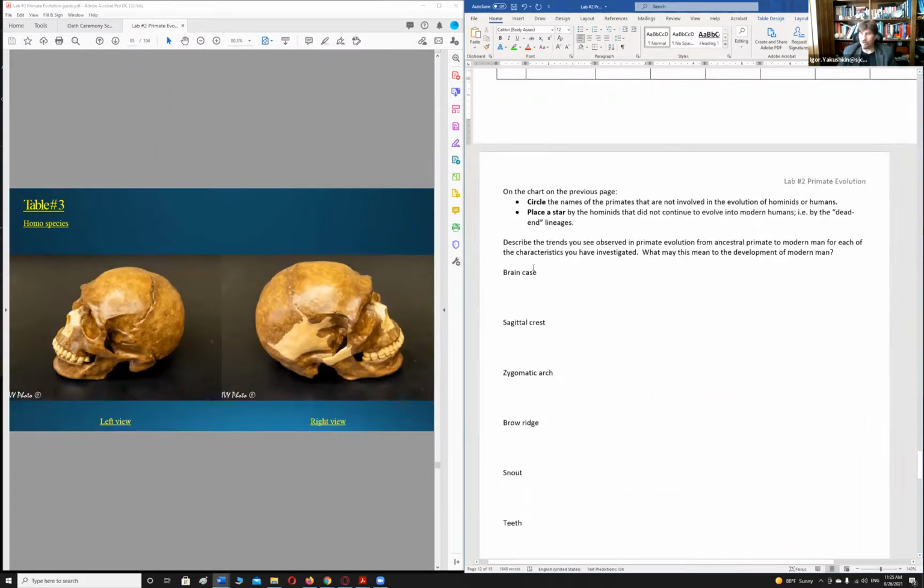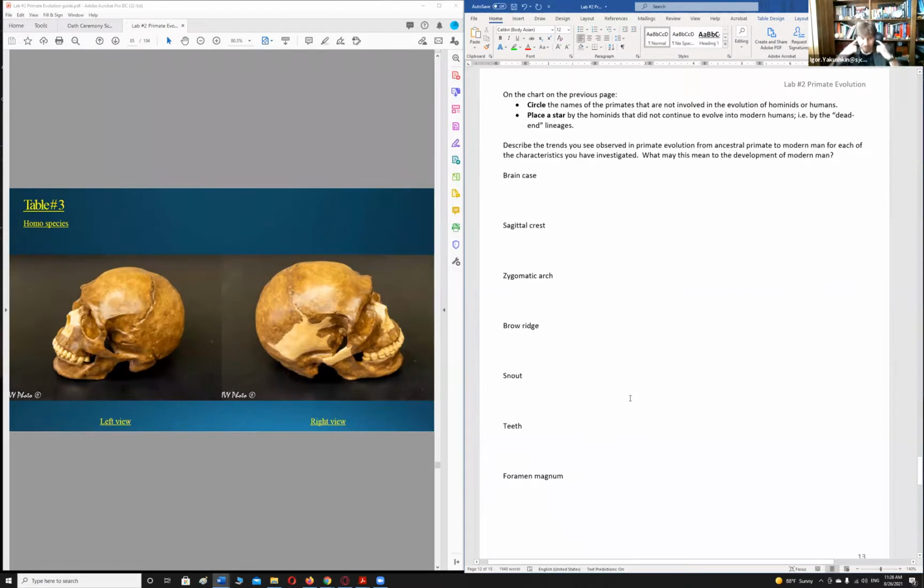Now describe the trends you observe. It's up to you. I'll just give you an example. Brain case, from the ancestral primate to the modern man, it's increasing. It's drastically increasing. It goes from 400 cubic centimeters to 1400 cubic centimeters. Literally exploded our brain. Sagittal crest getting reduced, right? Zygomatic arch becoming smaller. Brow ridge almost non-existent in humans.